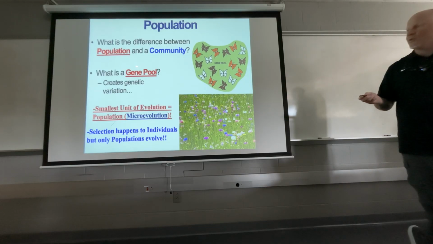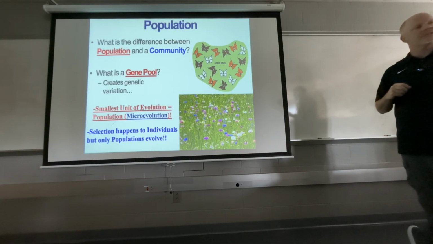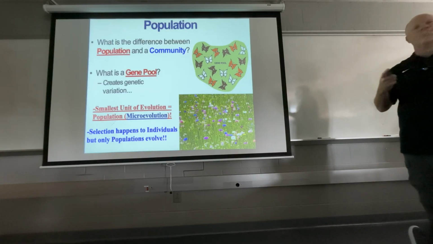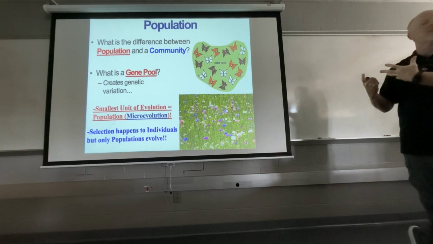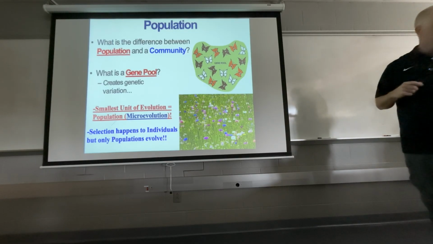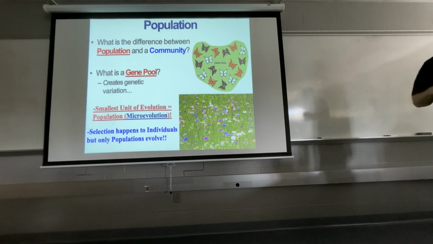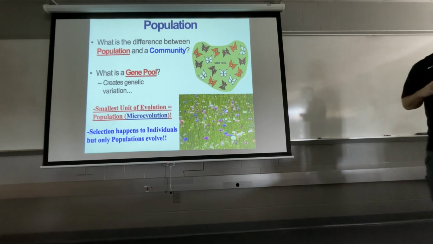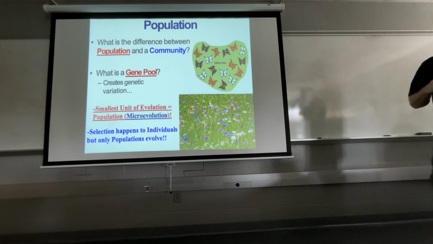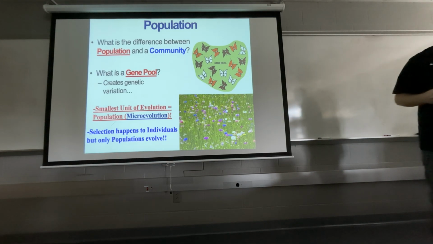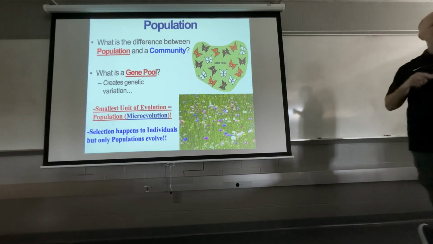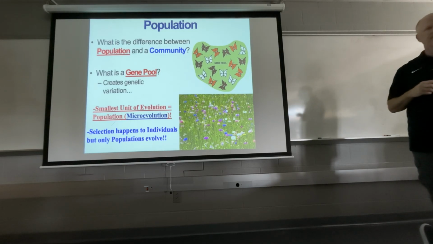So a gene pool is all of the alleles for a single locus within a population. All right, so remember, a gene locus controls one gene, and that gene controls some phenotype. Here it's color. All alleles within a population is the gene pool. Or you can say all genotypes within a population is the gene pool, because alleles make up those genotypes, right?